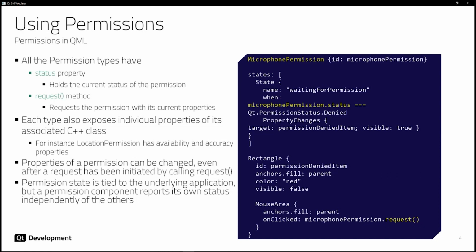There are two things to keep in mind when working with permissions in QML. First, the properties of a permission can be changed even after a request has been initiated by calling request. Also, the permission state is tied to the underlying application, but a permission component reports its own status independently of the others.